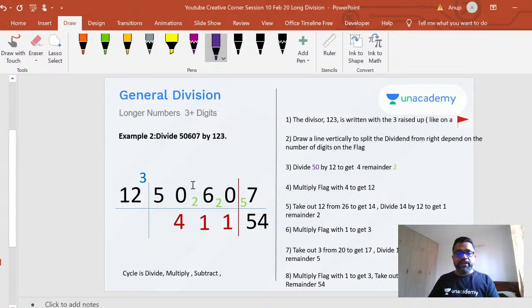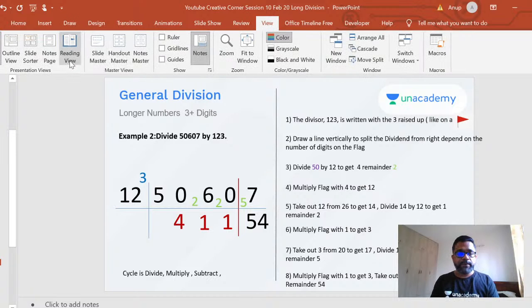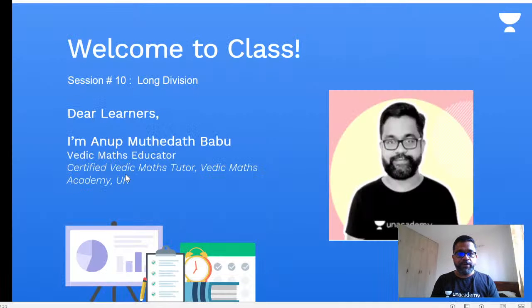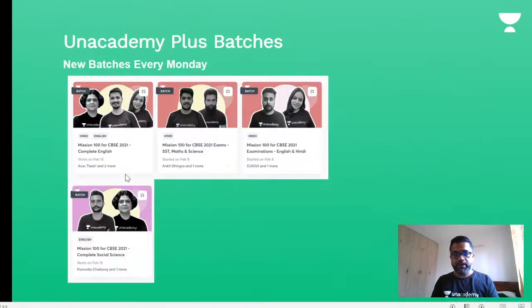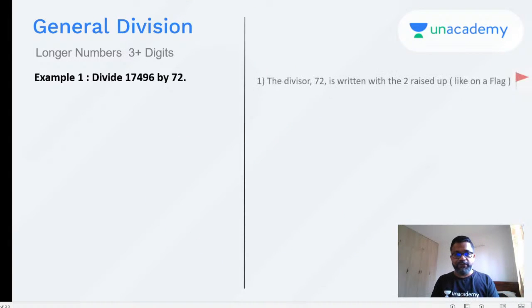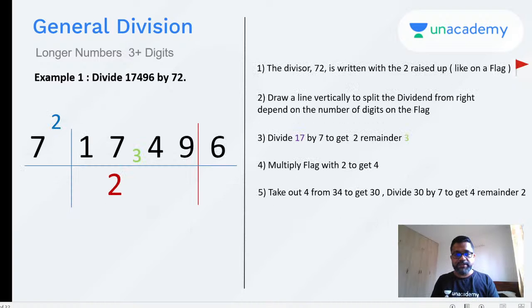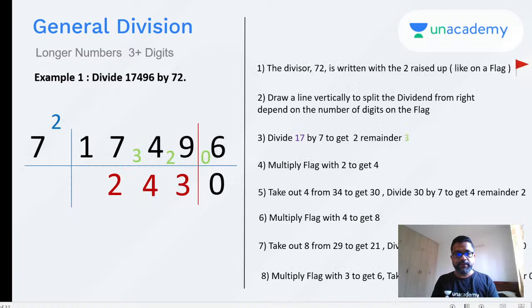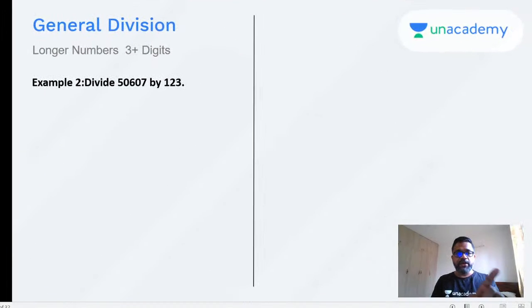Okay, so let's look at another problem now. I'm going to put it in play mode now. The only thing is, when I put it on reading mode, it goes back to the first slide, so I've got to rewind back to this. So we finished the first problem. We're going to do the second problem. Okay.